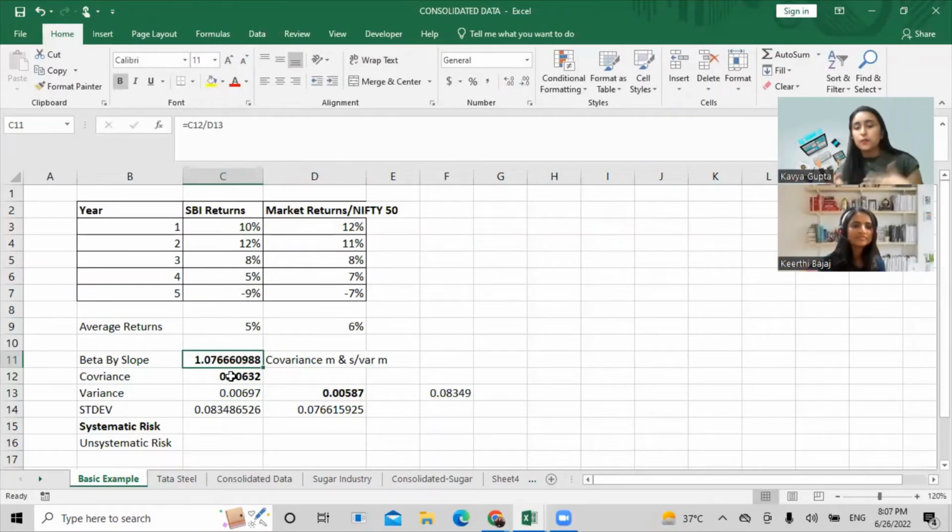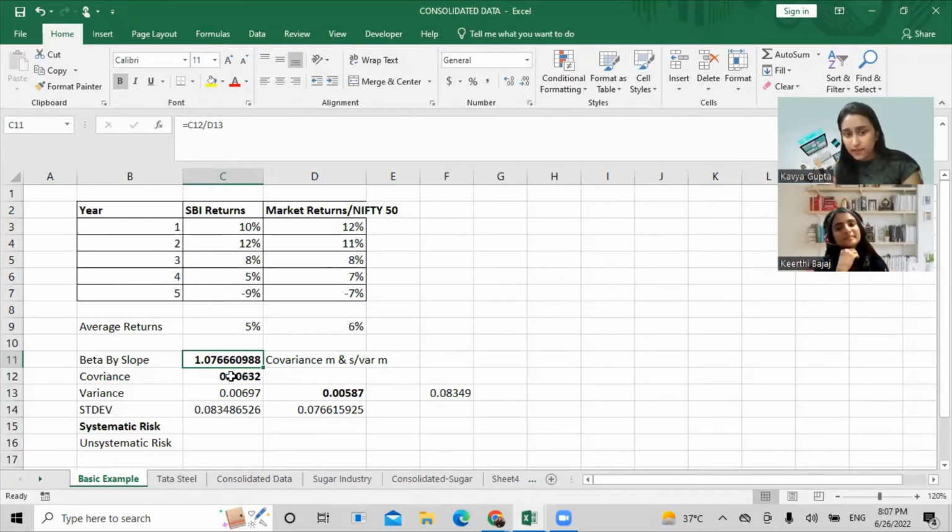So is the beta more than 1, less than 1, or equal to 1? I want any one of you to analyze this beta for me with respect to SBI. Is it more volatile or less volatile? What would you comment? It is definitely more risky. More risky, more volatile. Okay.